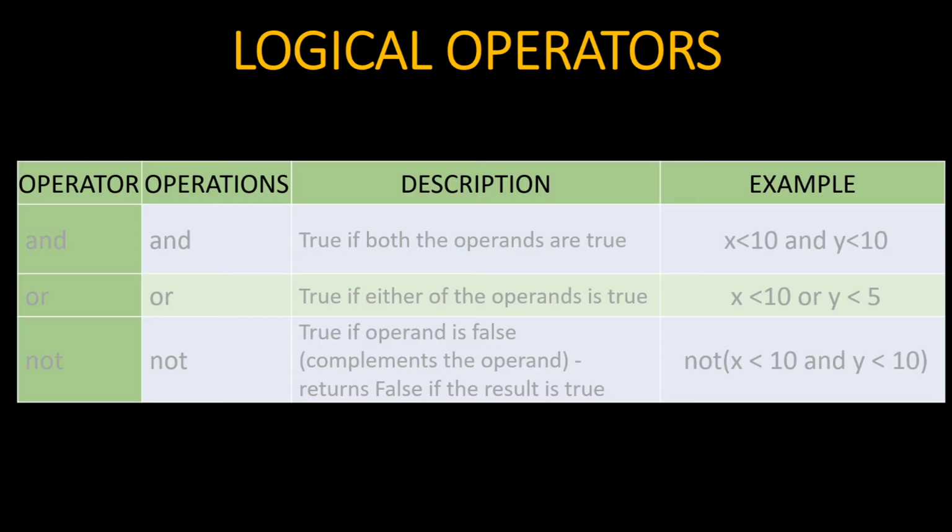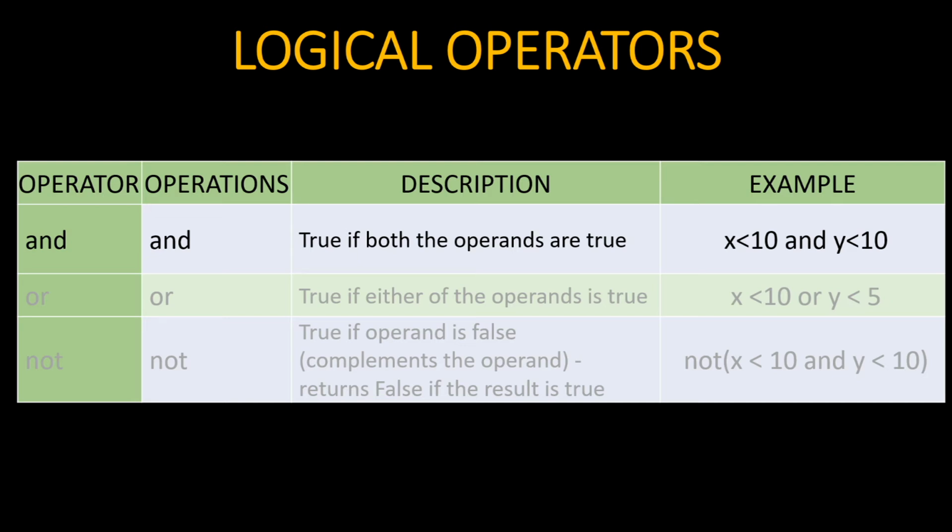Logical operators in Python are used for conditional statements that are true or false. In Python, the logical operators are and, or, and not. Let's take them one by one. Our first is and. The and operator returns true if both the operands are true.